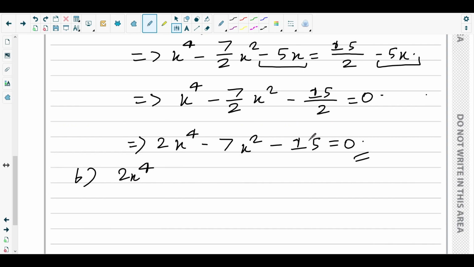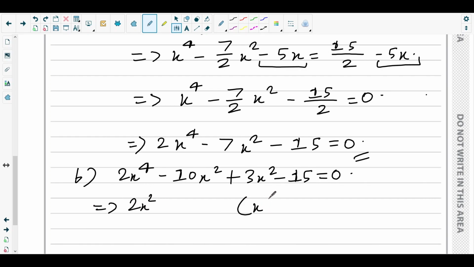So 2 times 15, it is what? 30. So 10 times 3, it is 30. So negative 10x squared plus 3x squared negative 15, this equals 0. So we can take 2x squared common. So you will have x squared negative 5. And then you can take plus 3 common from the last two terms. So x squared negative 5 will be there, equals to 0.